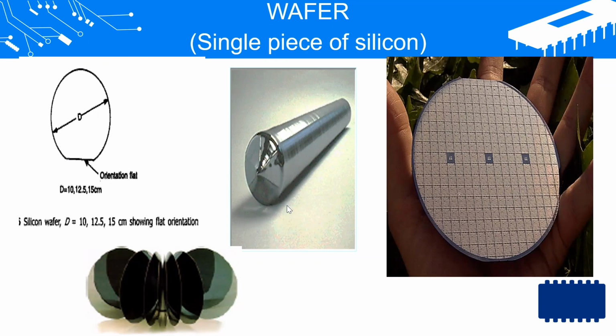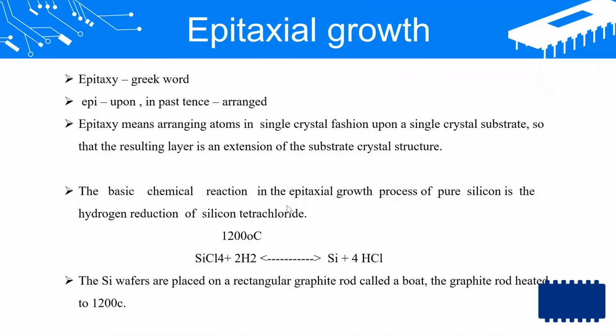The next fabrication step is epitaxial growth. Epitaxy means arranged upon. In epitaxy, a monocrystalline film is formed on top of a monocrystalline surface. Thus, epitaxy is a crystalline growth process in which the foundation layer, that is the substrate, acts as a seed crystal. So the silicon crystal is acting as a seed crystal here.